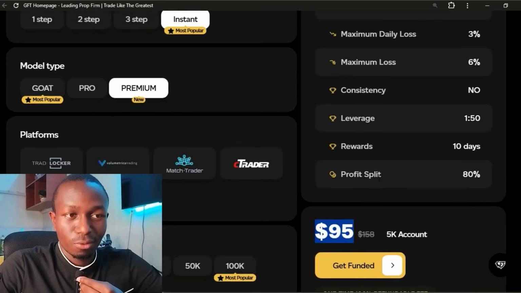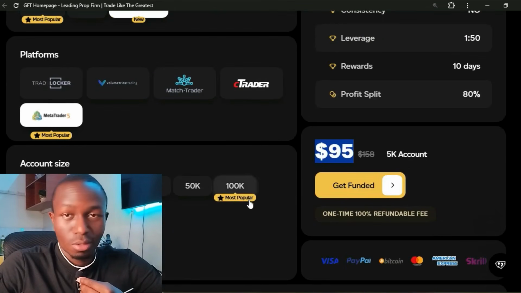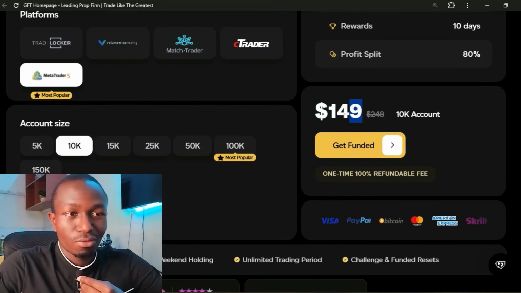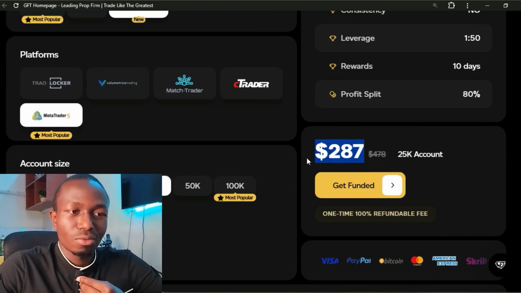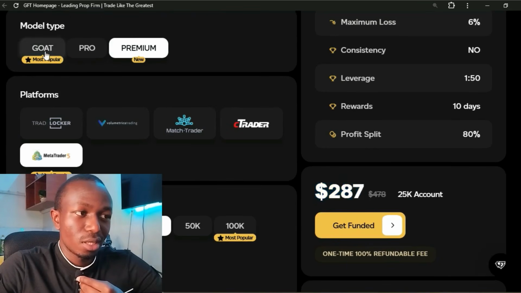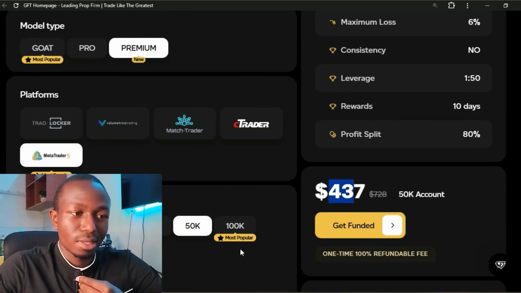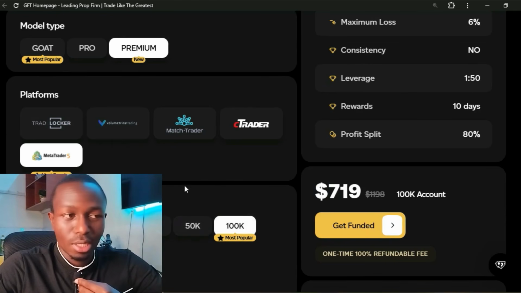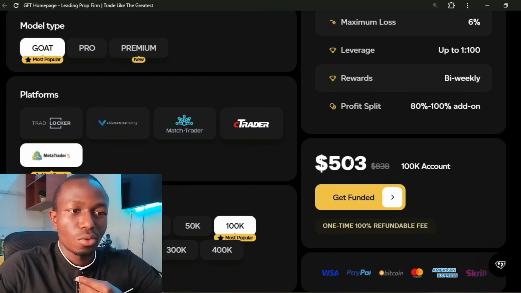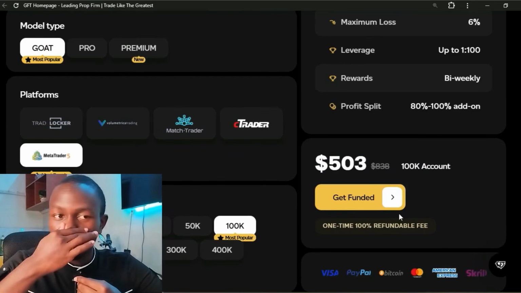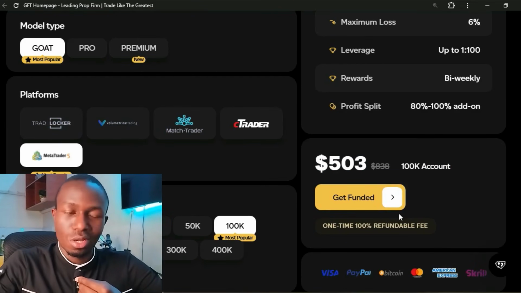A very fair price since you don't have a consistency rule, in my view. A 10K account is going for $149. A 25K account is going for $287. The GOAT, it's $191. The 50K GOAT, it's $293. On the premium, it's $437. And the most popular, the 100K, on the premium, it's $719. The GOAT is going for $503. So that's the price comparison. The premium is a bit more expensive, which is fair because you don't have any consistency rule.